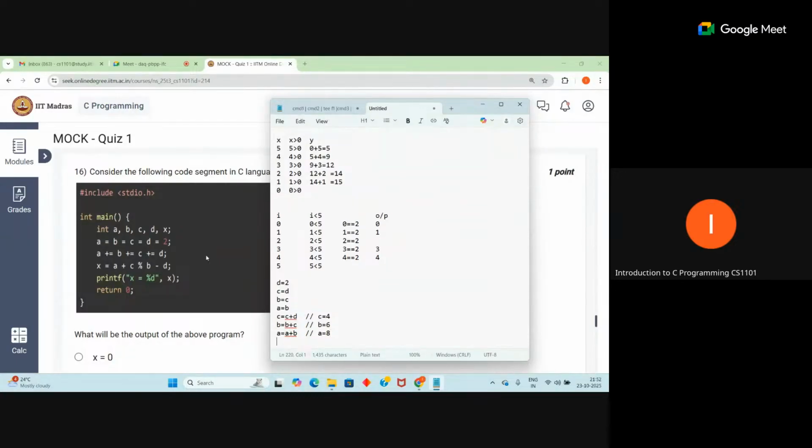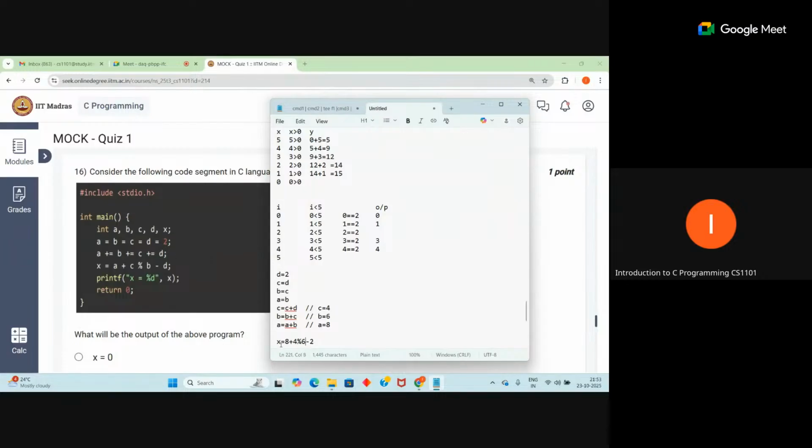Okay. So next we are evaluating the X value. What is X? X is equal to A, which is 8, plus C value is 4, mod B value, which is 6, sorry, B value is 6, minus D value is 2. D value is 2. Okay. So this is how we do it.